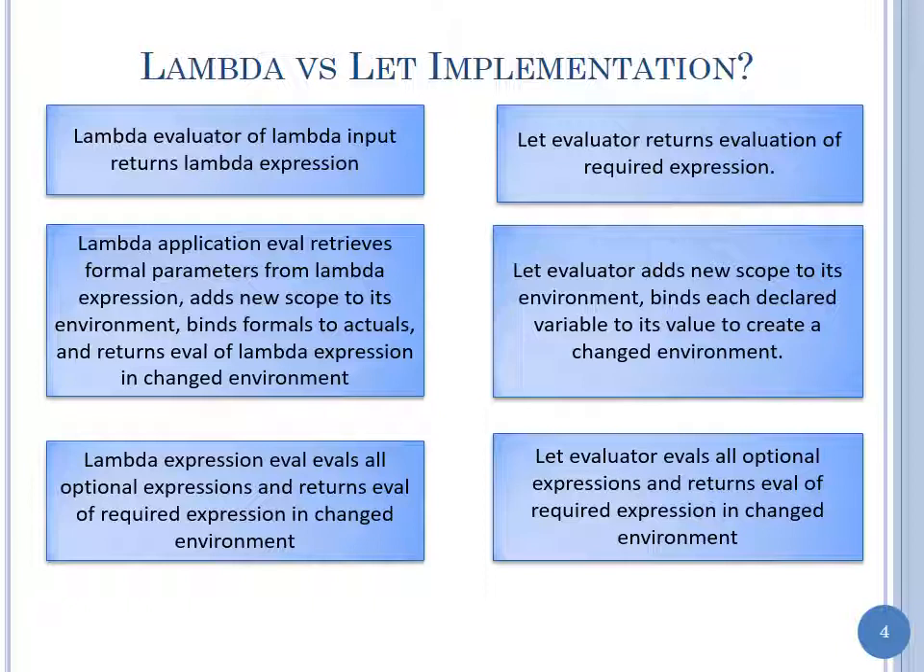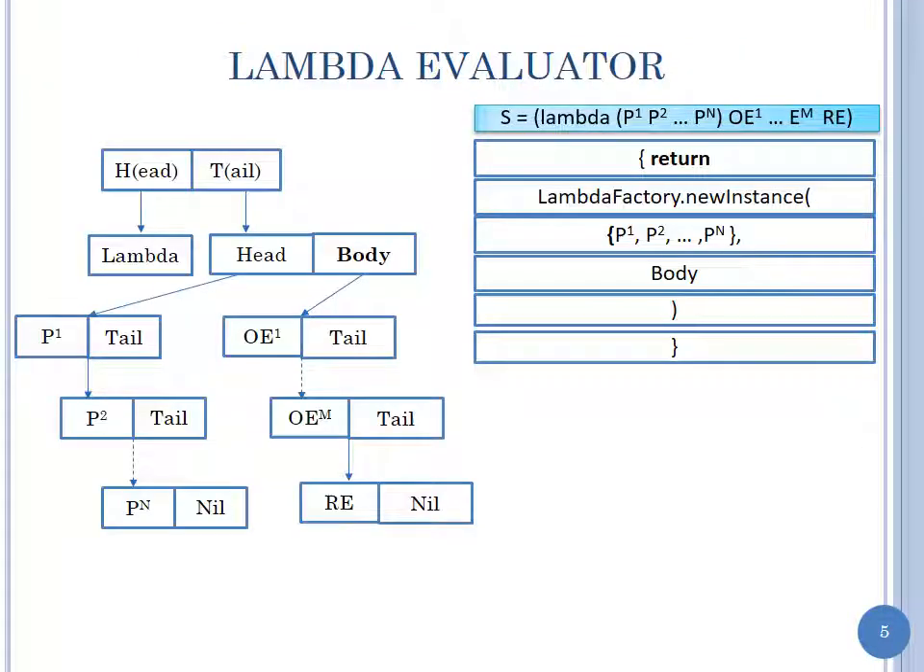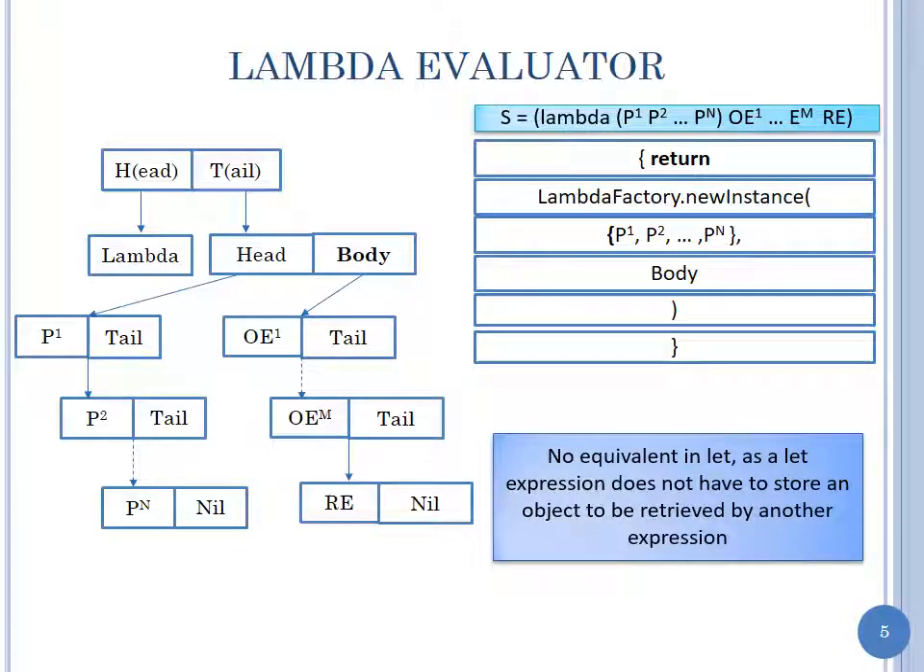Okay? So you get the idea? So we have this Lambda evaluator where we said Lambda factory, new instance, parameters and body. We just kept that around because we needed a let expression, a Lambda expression, which could be used much later. You define the Lambda expression at this point, you use it much later, so you have to go and store that somewhere. No equivalent in let. I'm just rephrasing what I said earlier. We don't have to have an equivalent of that. So we don't have to do this one. We don't have to look at this code at all.